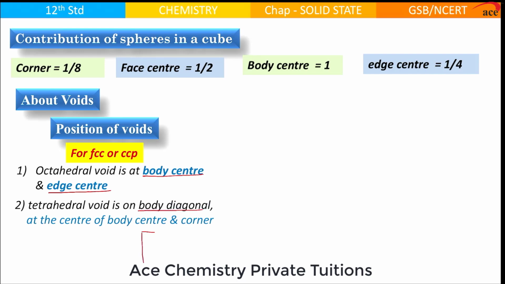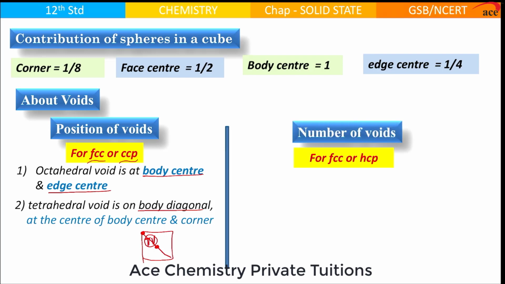If you remember, if this is the body diagonal, this is the corner and this is the body center, then the tetrahedral void is present here. So, the tetrahedral void is at the center between the body center and corner in FCC. You are aware FCC is also known as CCP. That was the position of voids.